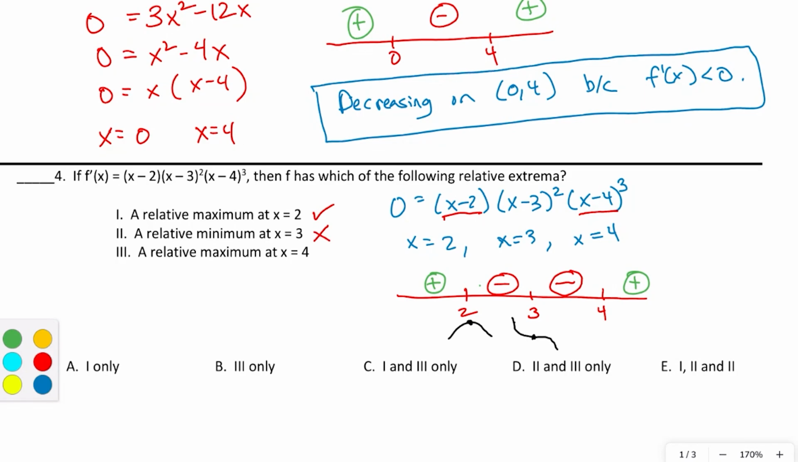So it's definitely not a minimum. At 4, we have a negative slope followed by a positive slope. So we have a minimum here. It is not a maximum. So 3 is going to be wrong also. So the only true statement here is the first one.